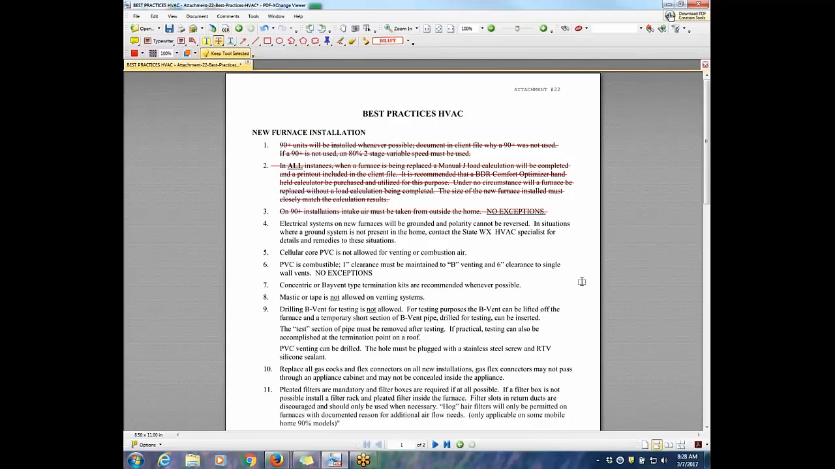The other thing is the combustion air calculation. Because that furnace is pulling all of its combustion air from inside the home, do you have enough combustion air? So you've got two things to consider there. Well, we always figure that out. That's part of the audit.